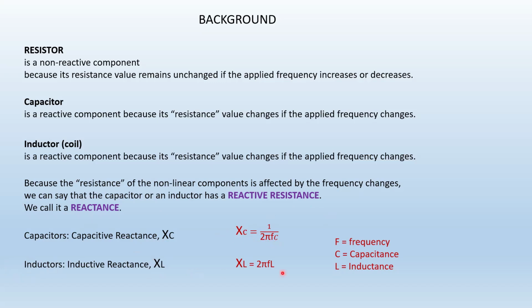Now, for inductors, it's almost the same thing. It's just you don't have that inversion, so it's 2 pi times the frequency in hertz times the inductance in henries. Okay. So here is that. Now we get the idea: the resistor is a non-reactive component, capacitors and coils are reactive, but they're kind of reactive in a different way. However, they're still reactive. Now let's see here.